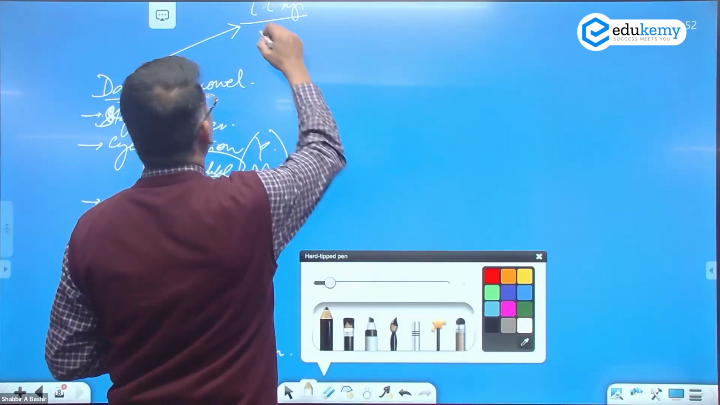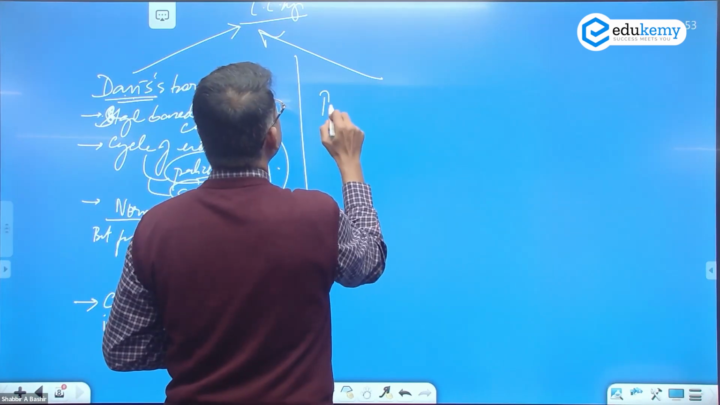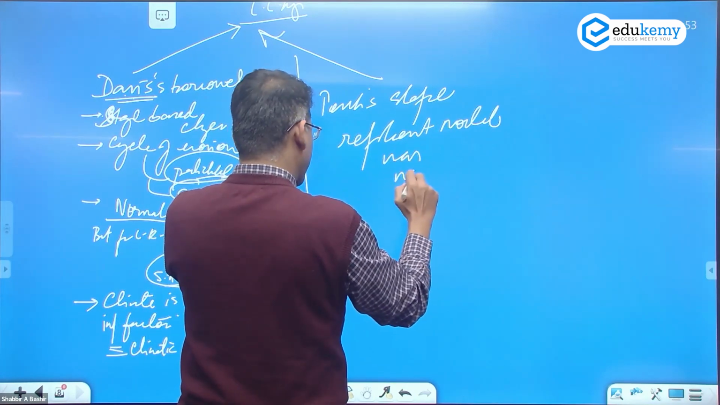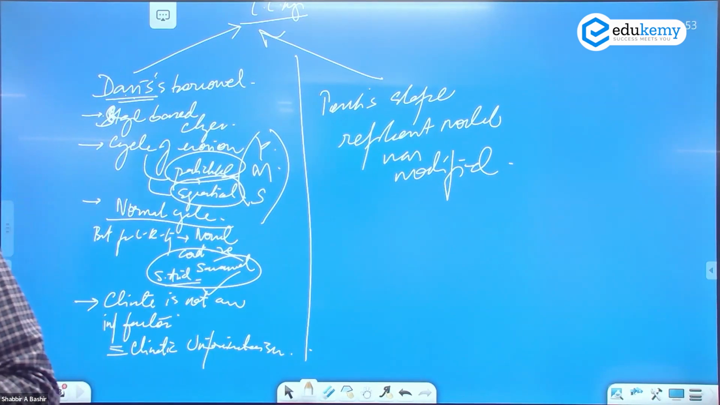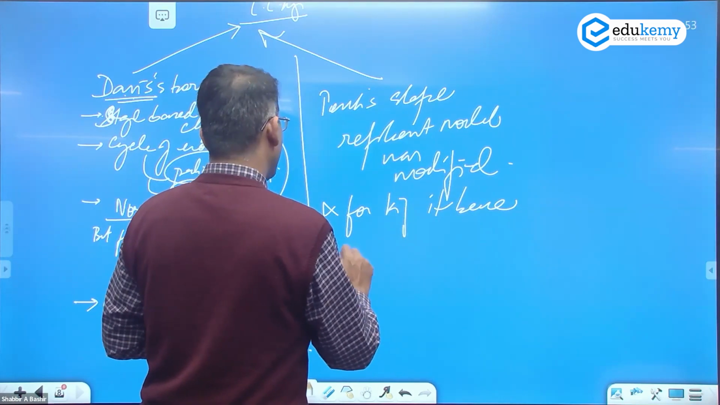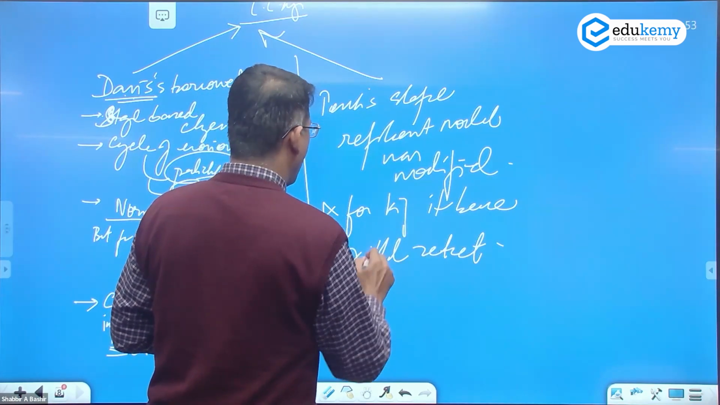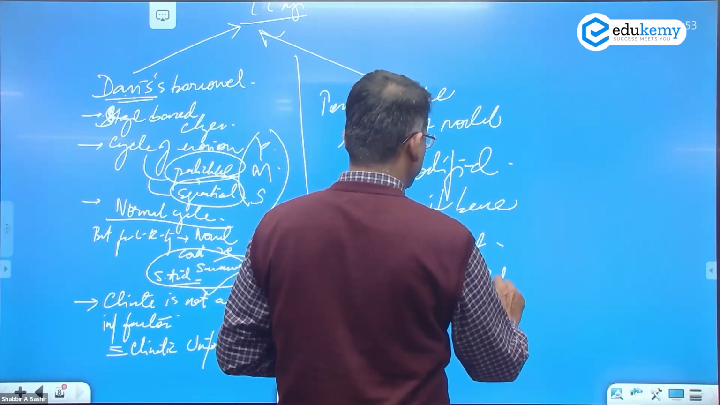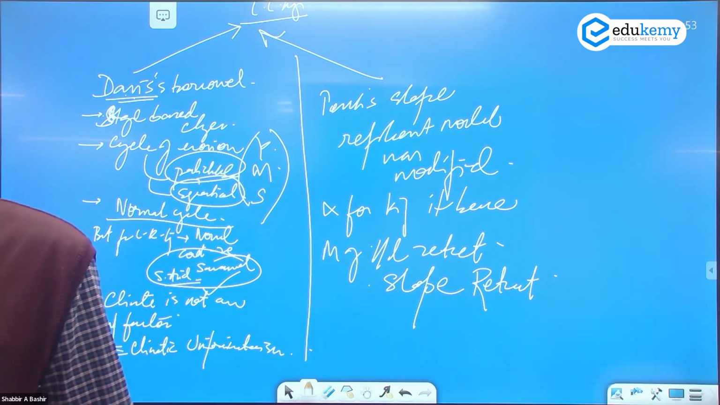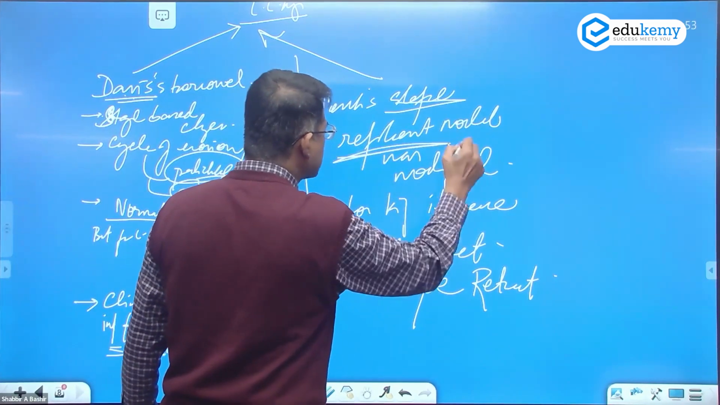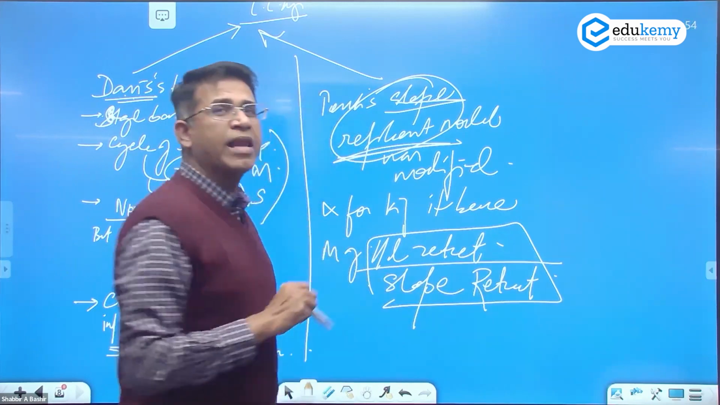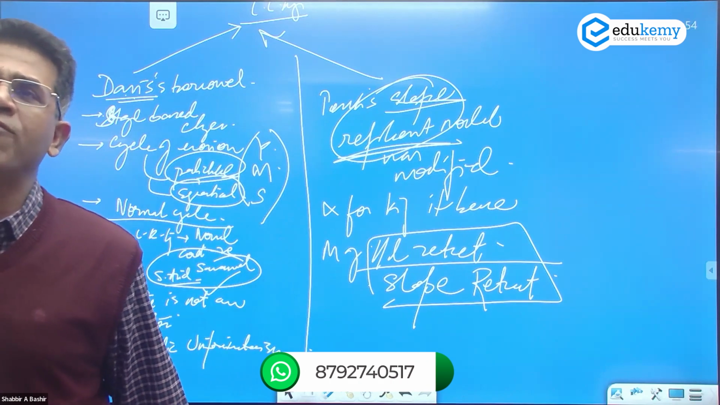Now from Penck, what did he take? From Penck's model, the slope replacement model was modified. Penck had given the concept of slope replacement. King modified it, and for King it became the model of parallel retreat, also called the model of slope retreat.